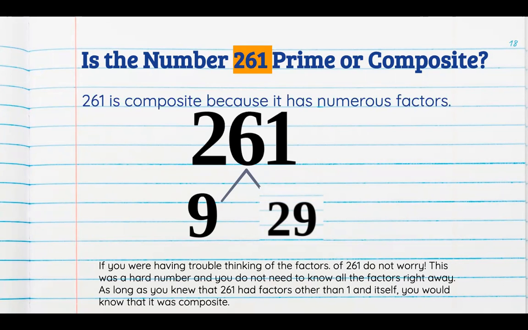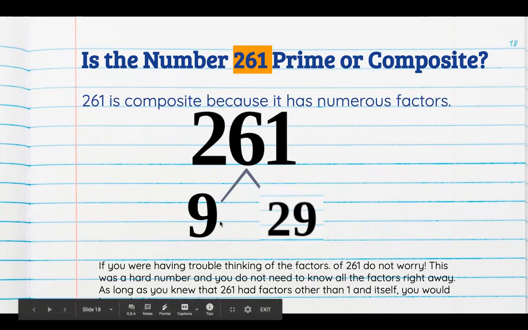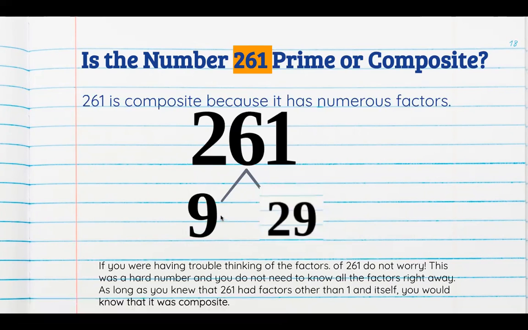So if you're having trouble thinking of the factors of 261, don't worry, because this was a hard number and you do not need to know all the factors right away. As long as you knew that 261 had factors other than 1 and itself, you would know that it was composite. So this one required good division skills. And remember that not all odd numbers are prime.